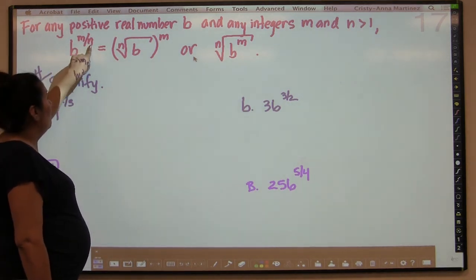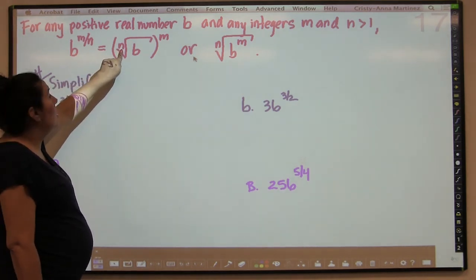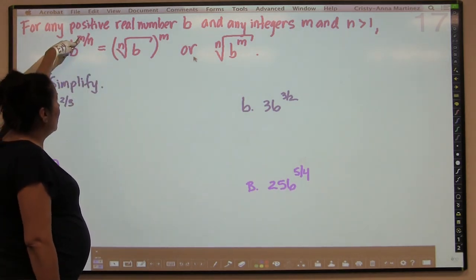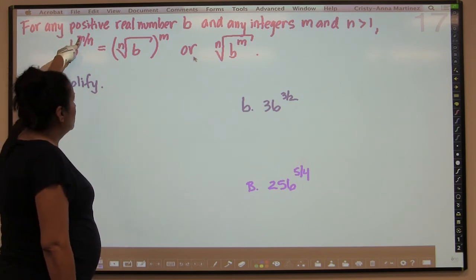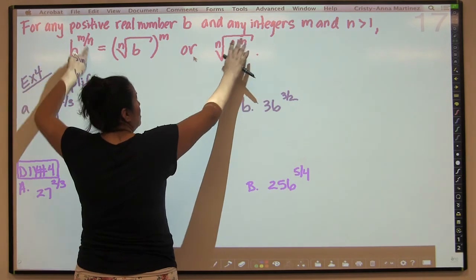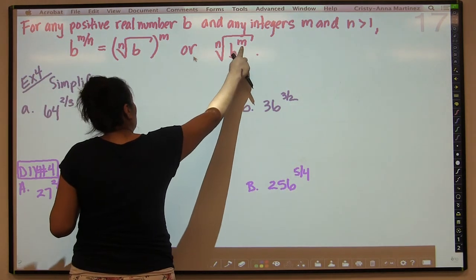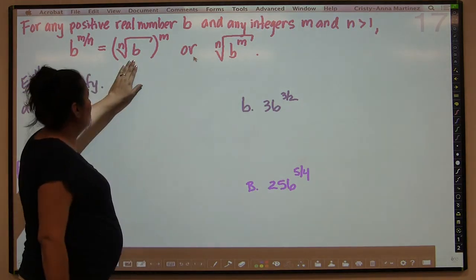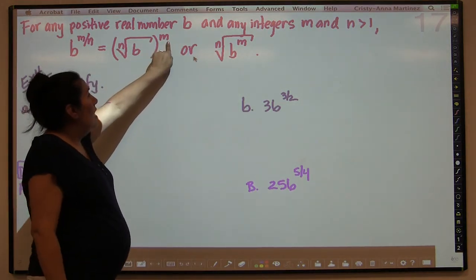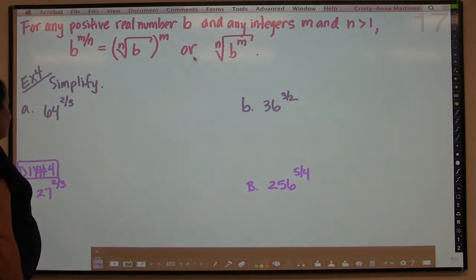So basically the bottom number is still consistent with what we had before. The bottom number of the fraction is the number that goes on the little house, the little radical. The top number of the fraction is the number that goes basically on the inside, so b to the m power. So this is the most common way of writing it, the nth root of b to the m power. But you can also write it like this, where you put the m out here, and it's going to have the same effect. So we're going to see how that works out.